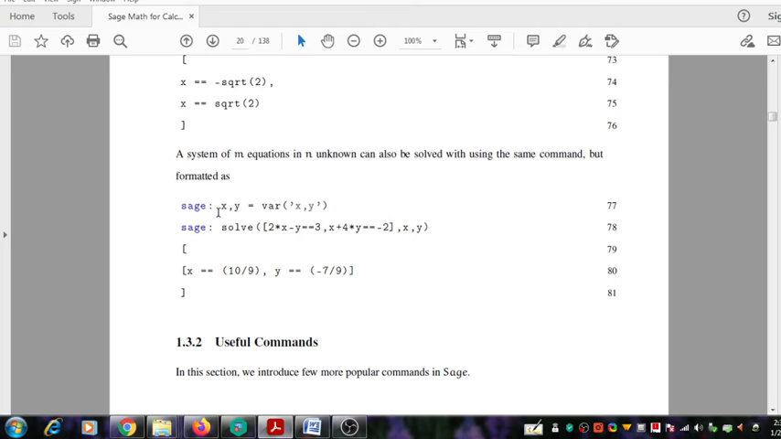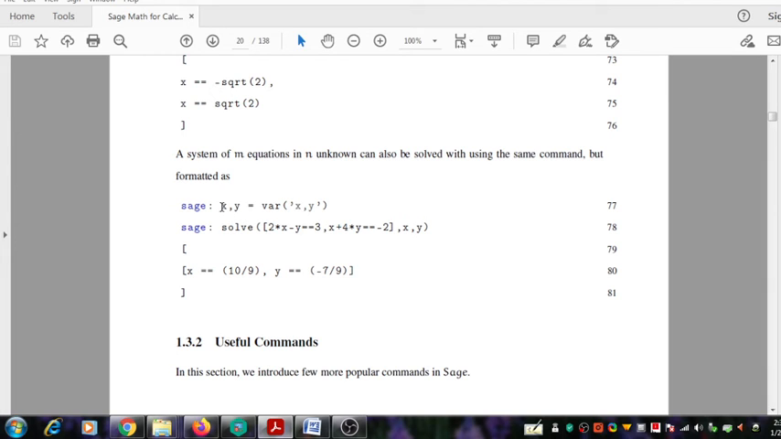See one example. First, x, y equal to var(x, y). This is a step in which we tell the system that x and y are two variables. It is mentioned that a system of m equations and n unknowns can also be solved with the same command. This very simple command can be used to solve more than one equation containing more than one variable. A very simple example is given here.